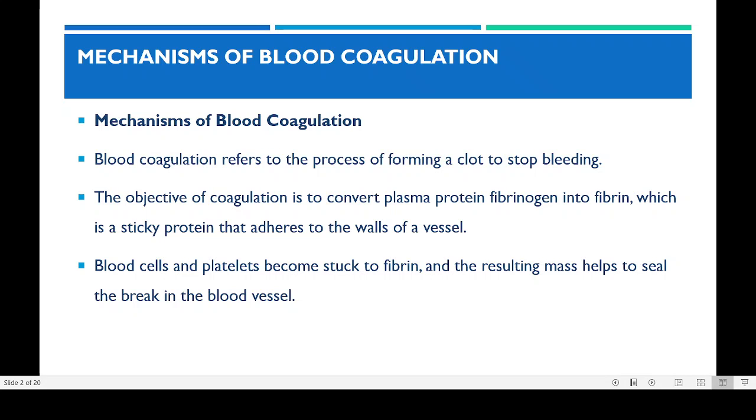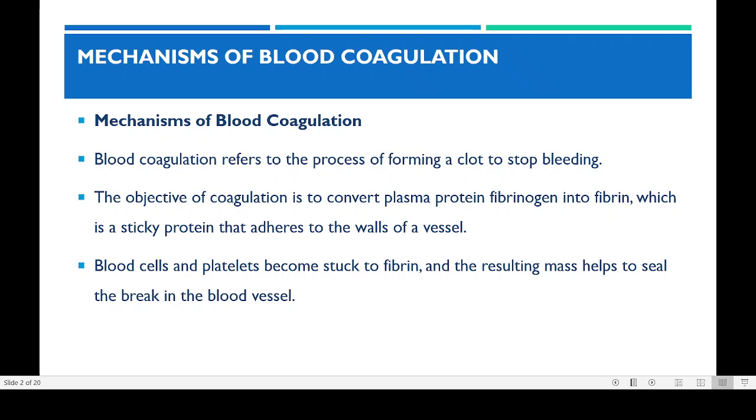To prevent the flow of blood, there should be some mechanism, and the body is using a mechanism known by the name blood coagulation. The term blood clotting is also used. Now, what is the basic process that is taking place in blood coagulation? That is what is mentioned in the second line. It is to convert the plasma protein fibrinogen into fibers. This is the basic mechanism that is happening during blood coagulation.